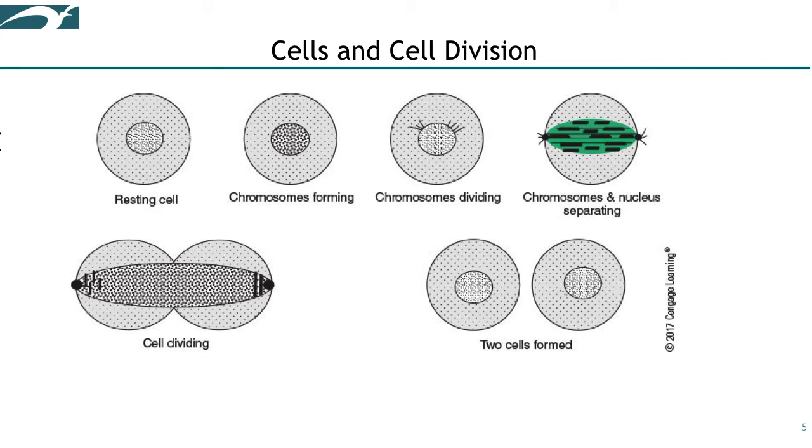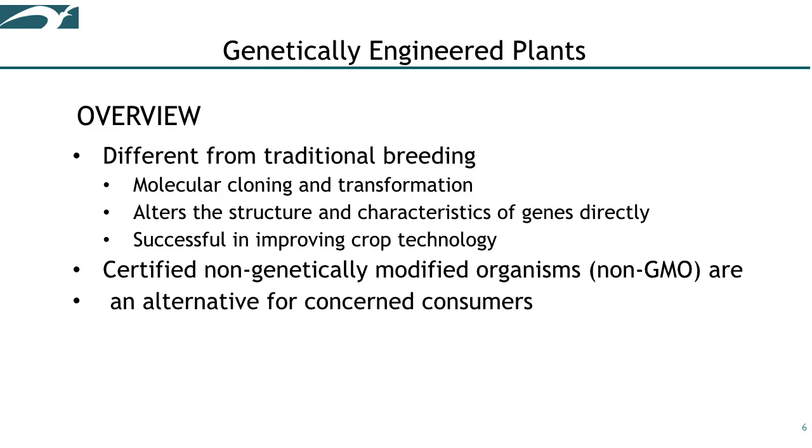We continue with the cell division by looking at the cell in its resting state, and it goes on to the chromosome where it forms. The chromosome, then you can see it begins to divide. The chromosome and nucleus separate. This cell separation and division takes place to the point where you now have two separate cells formed.